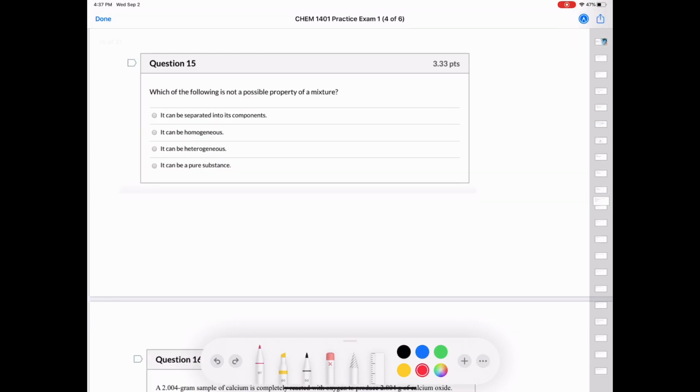Next question, which of the following is not a possible property of a mixture? Well, a mixture certainly can be separated into its components. If you have a mixture of salad with lettuce and tomatoes and olives, well, you can certainly separate those. It can be homogeneous. A mixture can also be heterogeneous. But a mixture cannot be a pure substance because a mixture is made up of two or more substances mixed together.